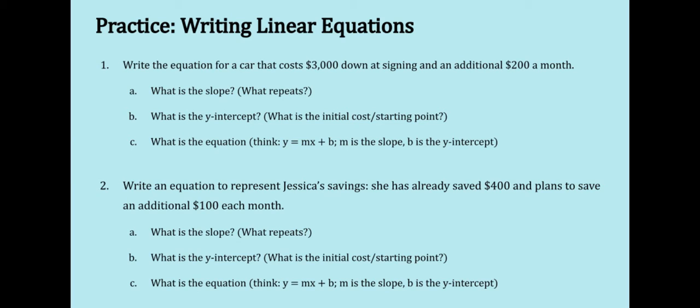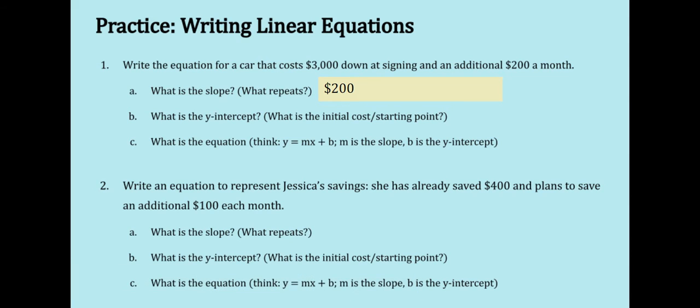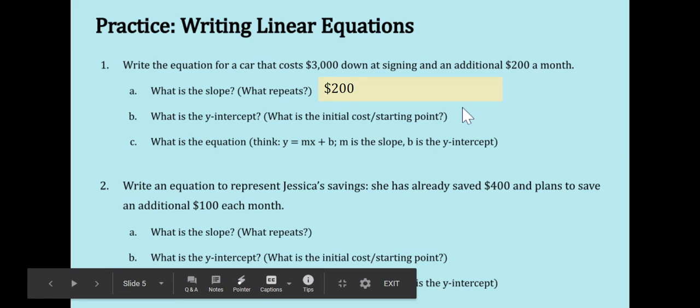So in this case, our slope, what's repeating, well, we're paying $3,000 at signing. So that's just going to happen that one time when we're buying the car, and then $200 each month. So I'm repeating that 200 every single month. So that would be our slope. The y-intercept is what's happening just the one time. And in this case, we're just paying $3,000 once. So that's going to be our y-intercept.